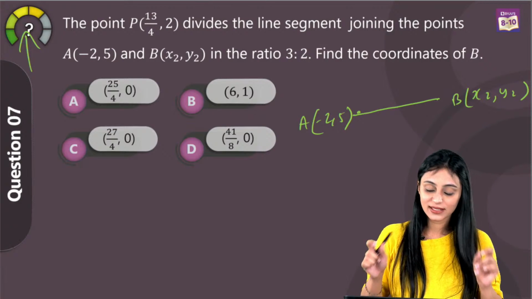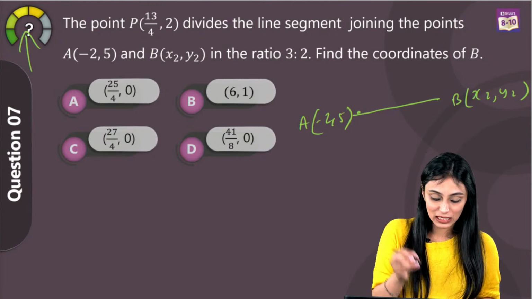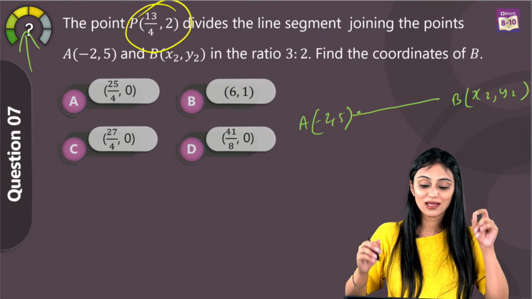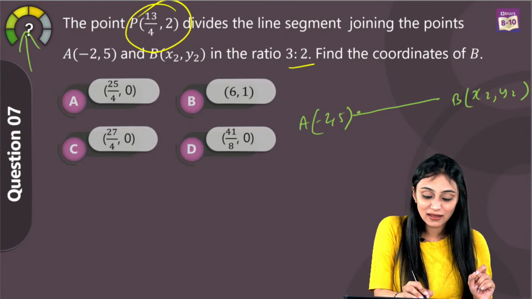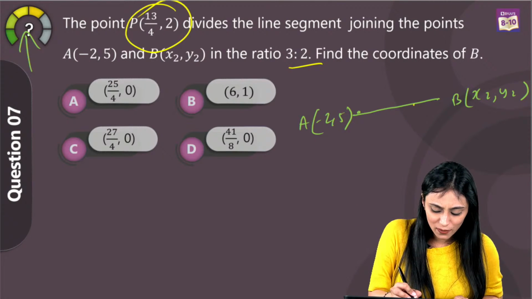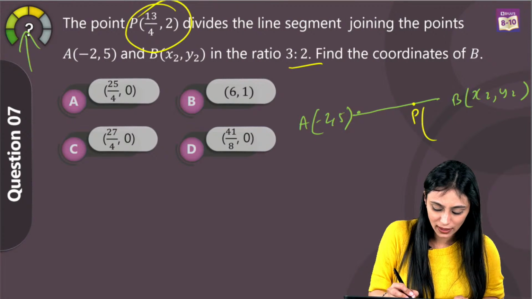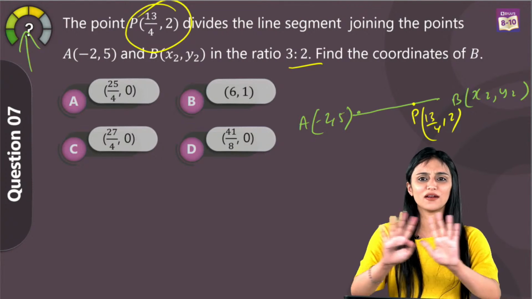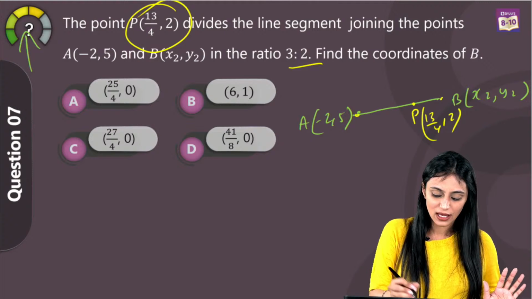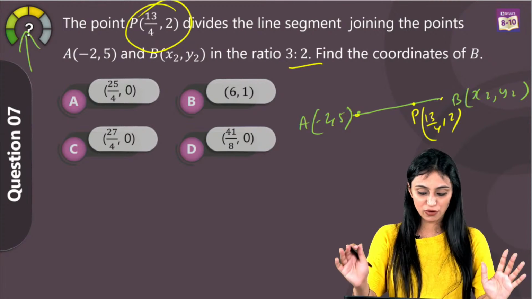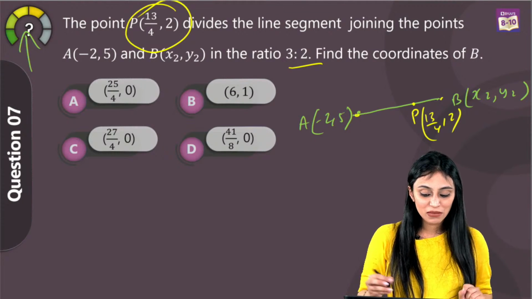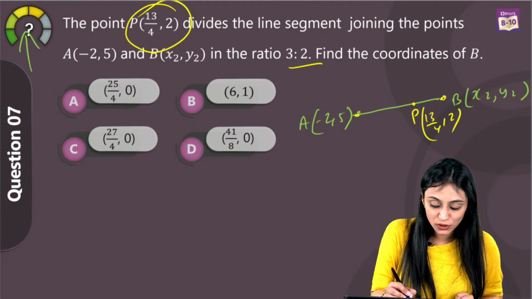Okay, so we have this line segment AB and this point P, (13/4, 2), is dividing this line segment in the ratio 3:2. So I will put it here, this point, (13/4, 2). This is the rough figure that we have drawn for this. See, by drawing the figure, it becomes easier for us to understand. Now, can you tell me how are we going to find out the coordinates of P?